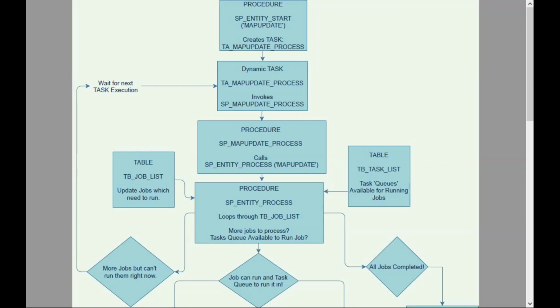SP_Entity_process uses the information in the job list and task list tables to dynamically create Snowflake tasks to run delete, insert, and update jobs. It also uses some sub-procedures to help with its processing. We'll go over these in detail in the upcoming code review section.